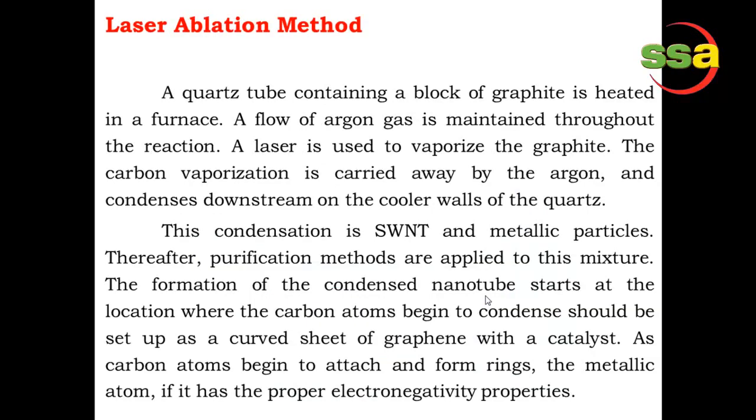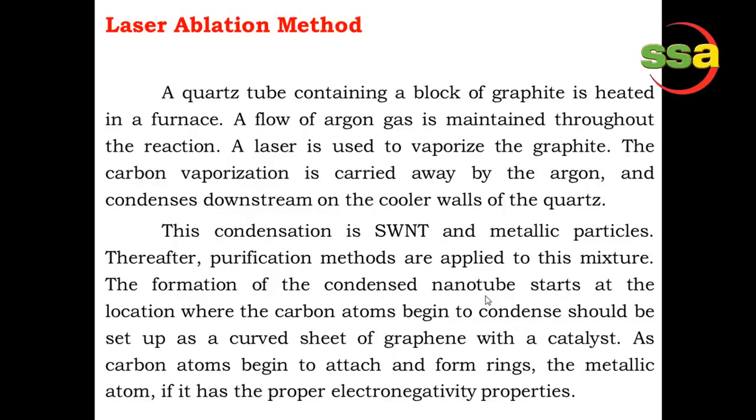Let us see. A quartz tube containing a block of graphite is heated in a furnace. A flow of argon gas is maintained throughout the reaction. Because argon is an inert gas, it does not react and does not form any side reactions, so it is used. A laser is used to vaporize the graphite. The carbon vapor is carried away by the argon and condenses downstream on the cooler walls of the quartz. This condensate contains single-walled nanotubes and metallic particles.